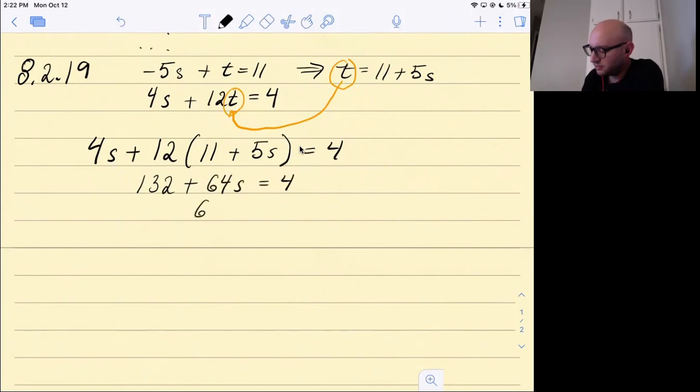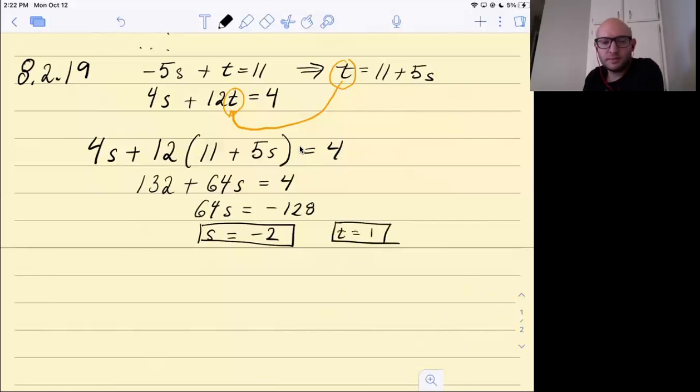Then you get 64s equals negative 128. Dividing everything by 2, you get s equals negative 2. And then you can plug it back in and you get t. I think t equals 1. All right.